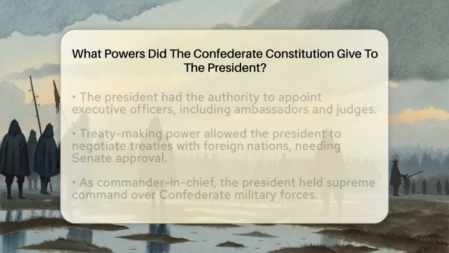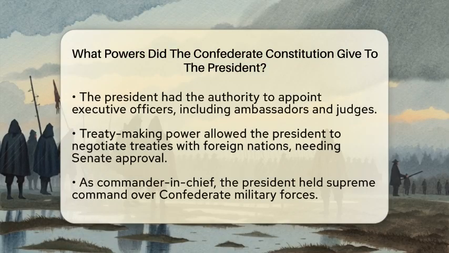Another important power was the appointment authority. The President could appoint various executive officers, including ambassadors and judges. This ability allowed the President to shape the government and judicial system according to their vision.